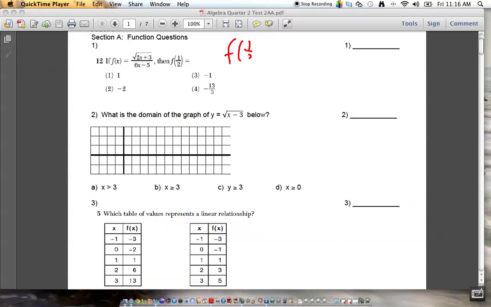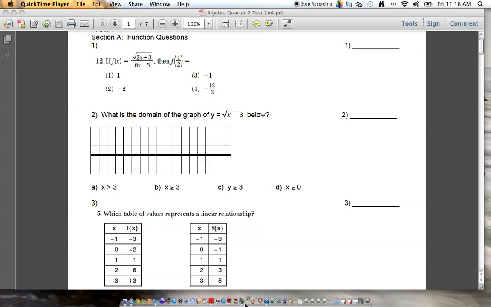F of 1/2 equals square root of 2 times a half plus 3 over 6 times a half minus 5. Now, a lot of kids are not comfortable with square roots and with fractions. But that's okay. What we're going to do is go to our graphing calculator, which I have already started to work with. Let me just find it.